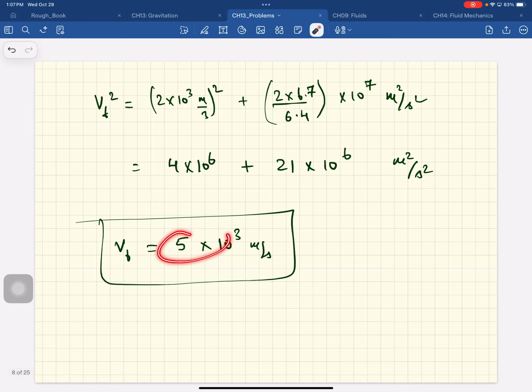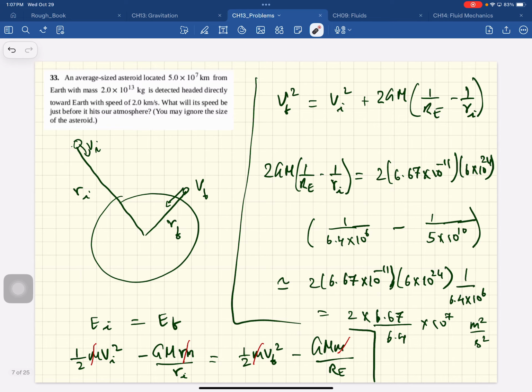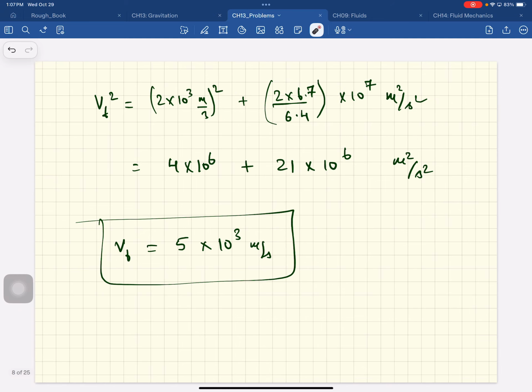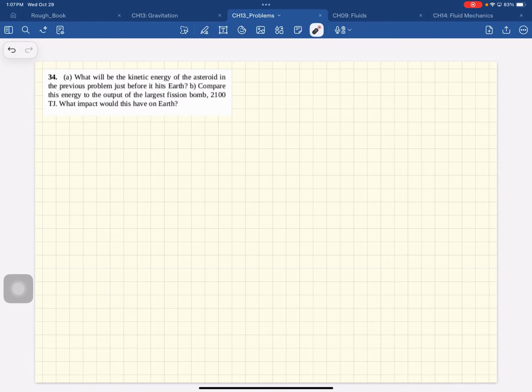Okay, again, you guys go home and check. Okay. So what is it that we're asking for? What is the speed just before it hits the atmosphere? Okay. All right. So that's the speed just before it hits the atmosphere. Okay. 5 kilometers a second. Now they ask you, what will be the kinetic energy of the asteroid in the previous problem just before it hits Earth? Okay.